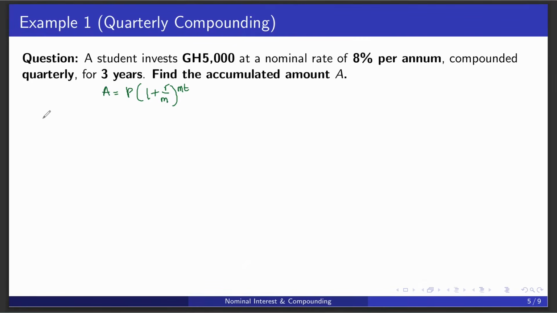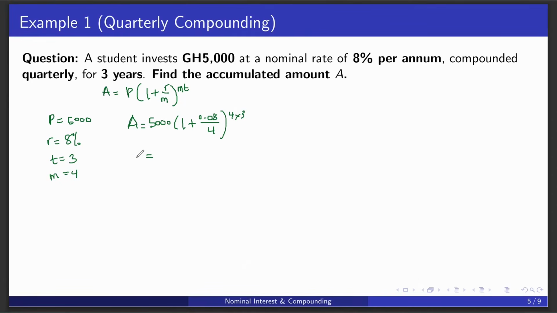For each variable, let's find out what information we have from the question. The student invests 5,000, so P is equal to 5,000. R is equal to 8% per annum. T is 3. It's compounded quarterly, so M is equal to 4. Now, given that we have these values, we can attempt to find A. So A is equal to P, which is 5,000, times (1 plus R, 0.08, over M, 4), raised to the power M, 4, times T, 3.